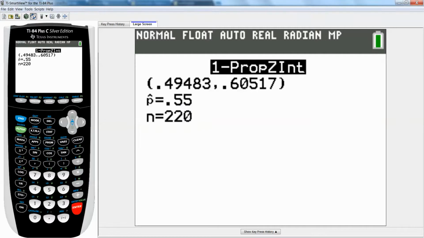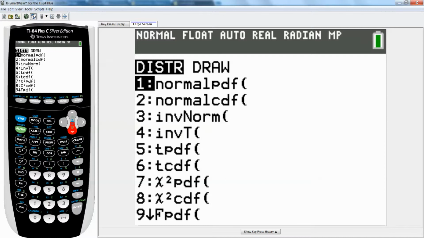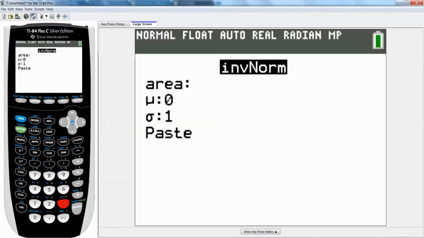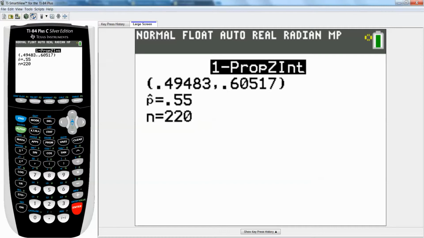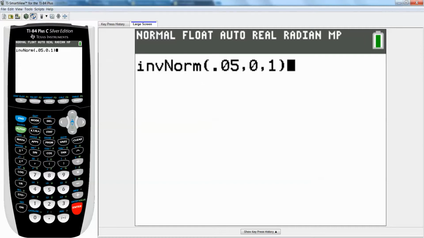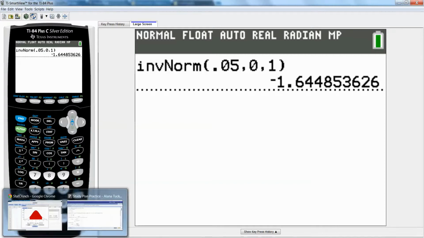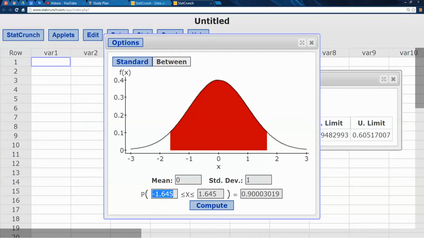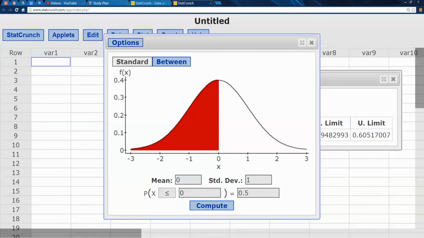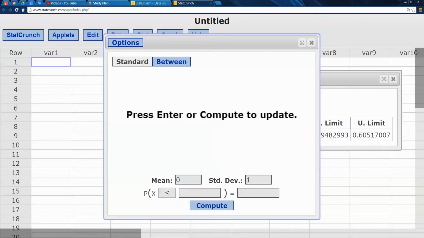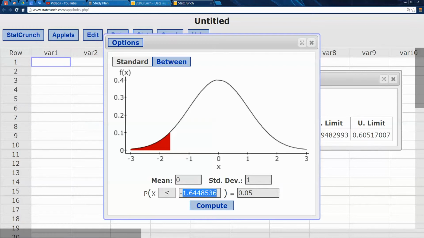If you want to use your calculator, you go second distribution, pick number 3, inverse norm, and say area is 0.05 because you only want one of the tails. 0, 1 is fine, enter. And there you get 1.645. If I'm using Statcrunch, I go to standard, and I want 0.05. I put in 0.05 for my area and click compute. It finds negative 1.645.